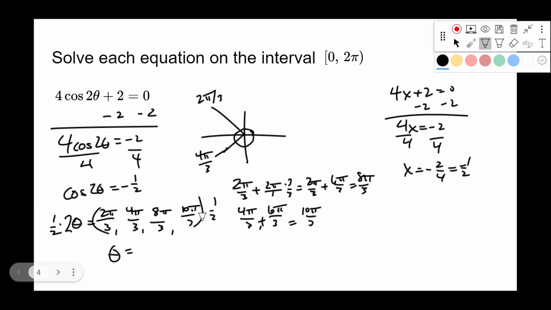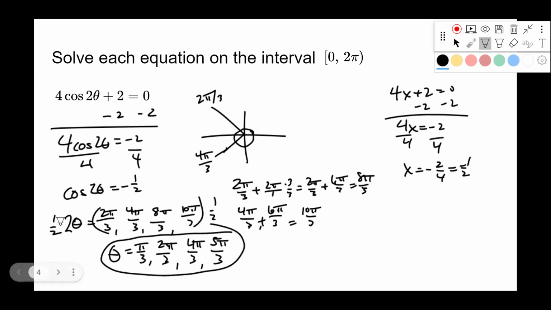I cross cancel the 2 with this 2. Leaves me with pi over 3. Cross cancel the 2 with the 4. Leaves me with 2 pi over 3. So you can either multiply straight across and reduce or cross cancel. 8 and 2 would make 4 pi over 3. And then 10 and 2 would make 5 pi over 3. And there are my 4 answers.